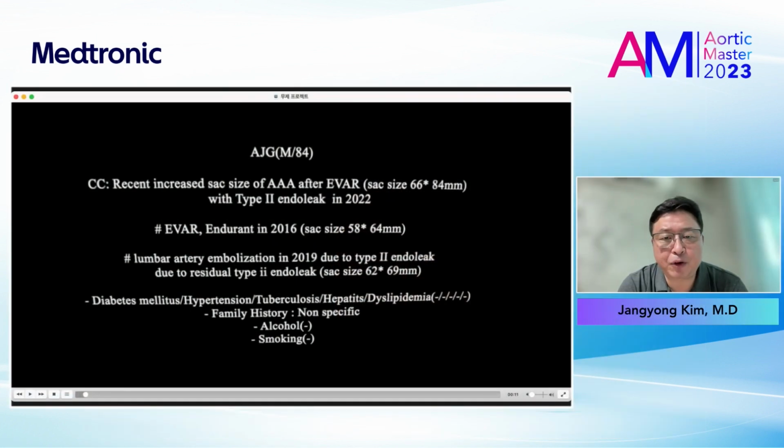This is Aortic Master 2020. An 84-year-old man was referred from my colleagues due to a recent increased sac size, 6 years after EVAR. He underwent endurance stent placement in 2016, and 3 years after, he underwent lumbar artery embolization due to type 2 endoleak from other interventionists. Now he was referred to me for the continuous sac size increase, even though it's not a big increase.